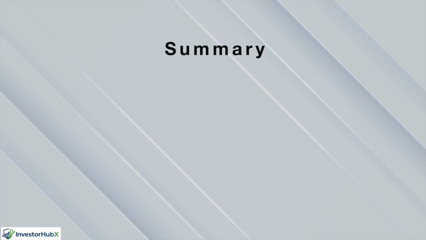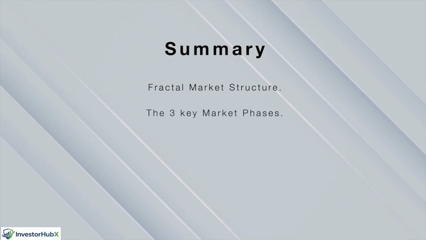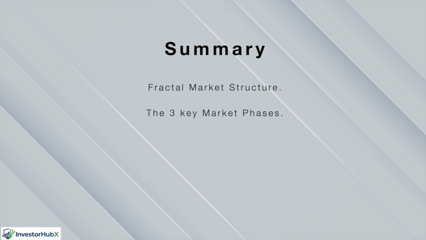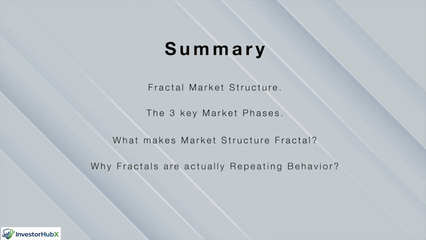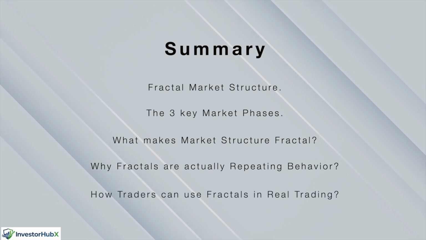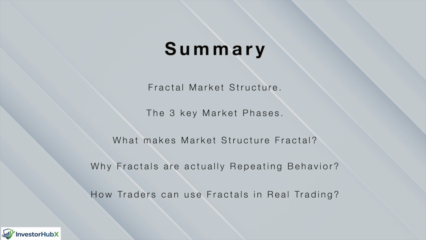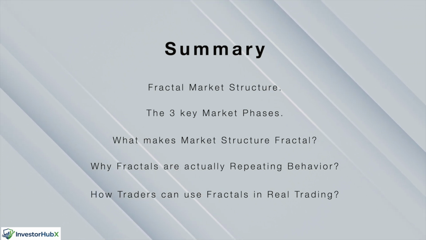To summarize, we've learned about fractal market structure. We covered the 3 key market phases: markup, distribution, and markdown. We explored what makes market structure fractal and why fractals are actually repeating behavior driven by human psychology. And most importantly, we looked at how traders can use this concept in real trading to understand structure, improve timing, and trade with the market.